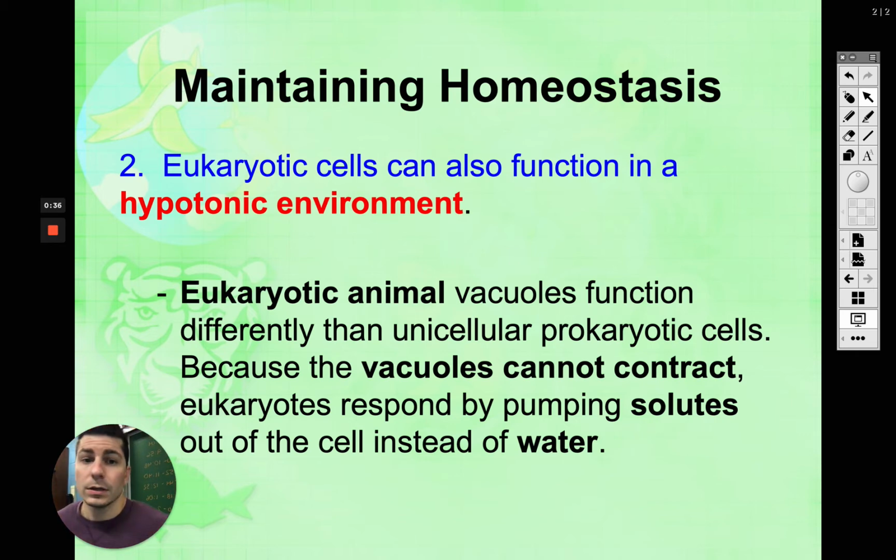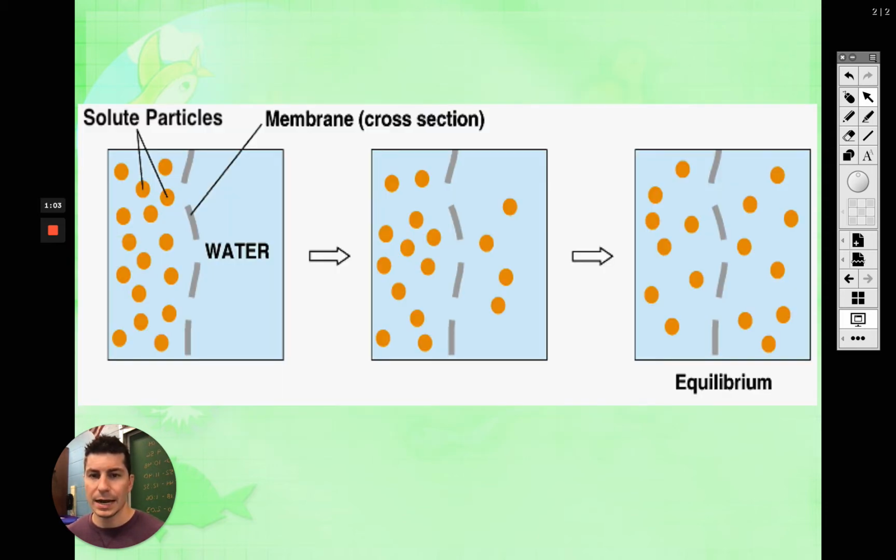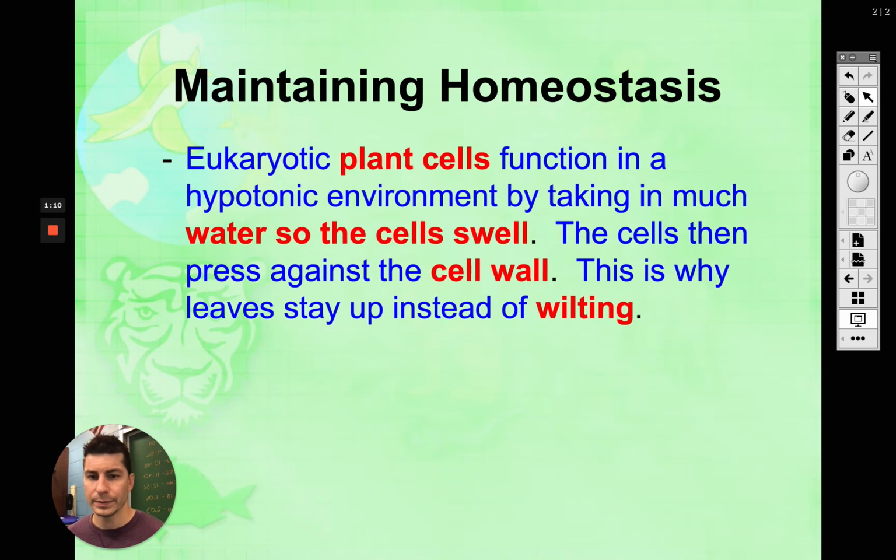So, another part of homeostasis here. Eukaryotic cells can also function in a hypotonic environment where we might have an influx of water, because we would be hypertonic to that hypotonic environment. Okay. However, we don't have contractile vacuoles, us and plants. So it's a little bit different for us. We want our solute particles to reach equilibrium, guys, just like that.